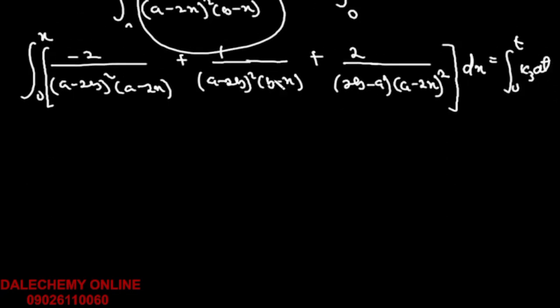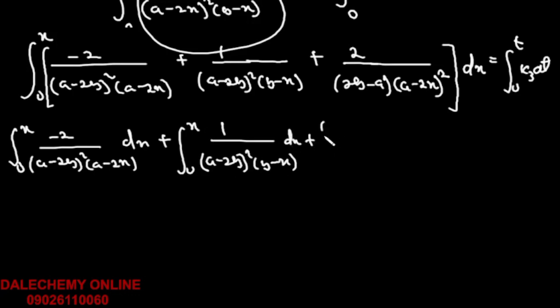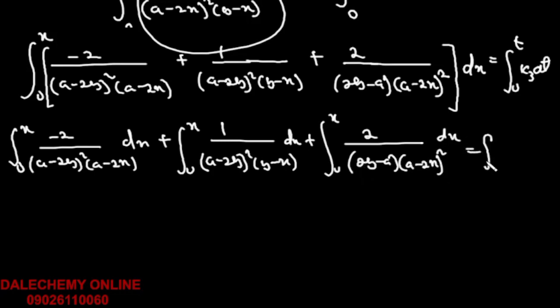And then we have to open the bracket with dx. So you separate the integral for them. That's going to be the integral from 0 to x of minus 2 over (a minus 2b) squared times (a minus 2x) dx. Then plus the integral from 0 to x of 1 over (a minus 2b) squared times (b minus x) dx. Then from 0 to x again, 2 over (2b minus a minus 2x) squared dx, equal to the integral from 0 to t of k3 dt.